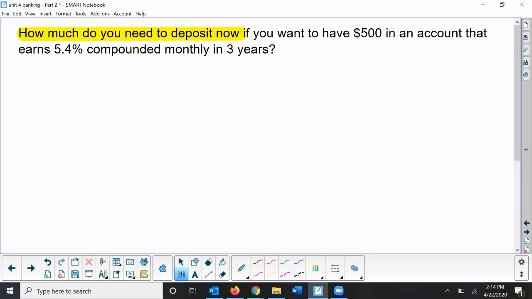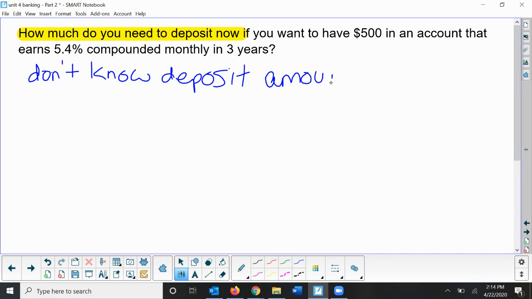And so two things are happening here. I don't know the deposit amount. So that's one thing that's happening here. The second thing that's happening here is it is just one single deposit. So one single deposit that's happening, just what do I deposit right now? Not over time, just one single deposit right now.